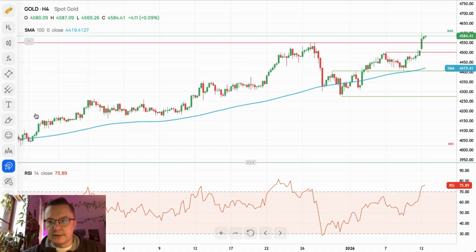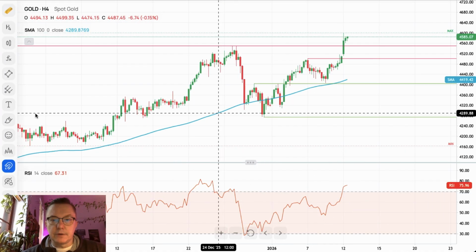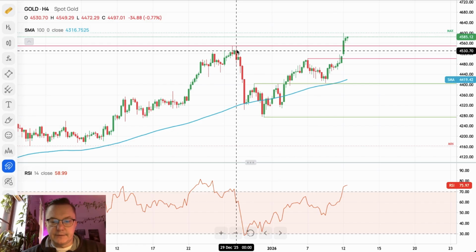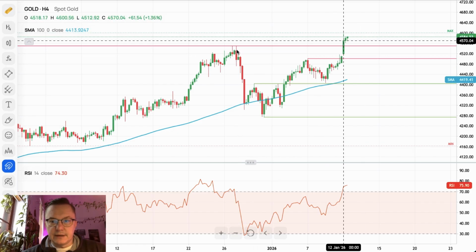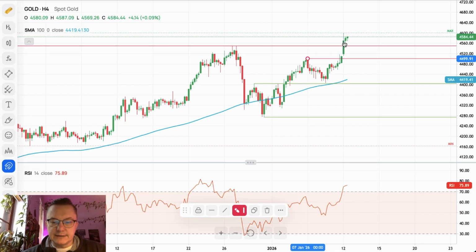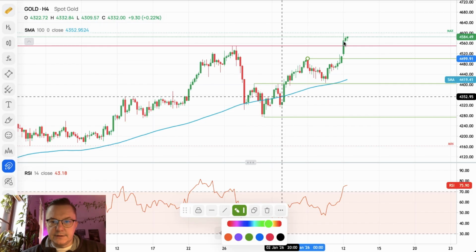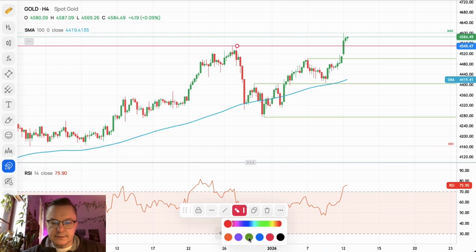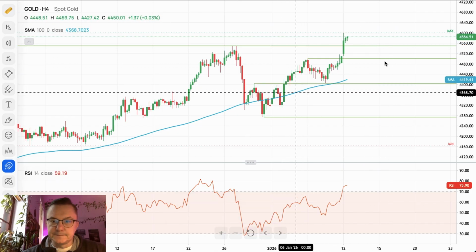Gold market, new all-time high. We broke above the swing high from December 29th, 4,549. We made a new swing high at 4,600. So all of these levels will now act as the technical support. Obviously, yes, let's change this color to the support. There you go. So you got support levels here.